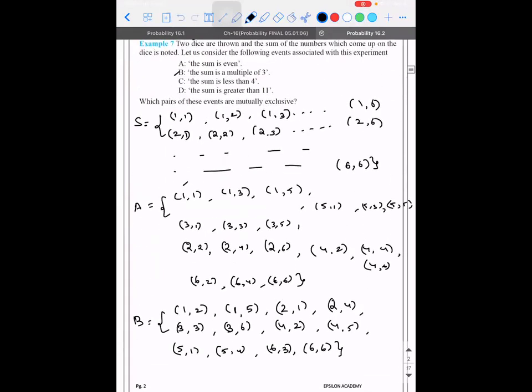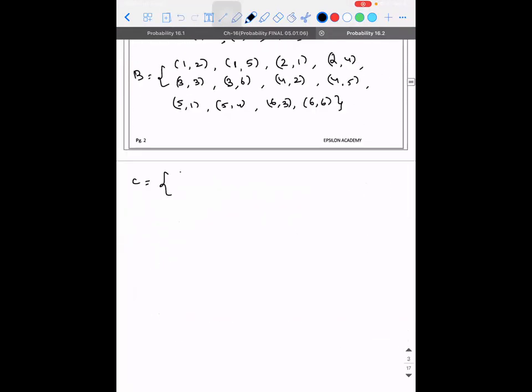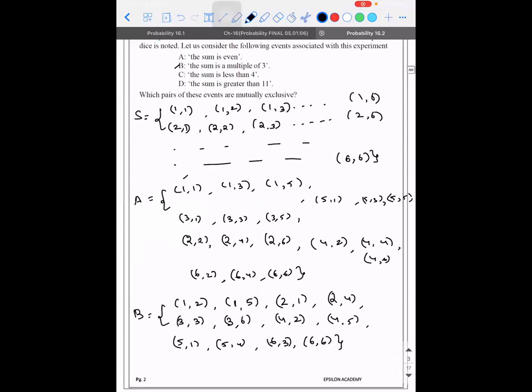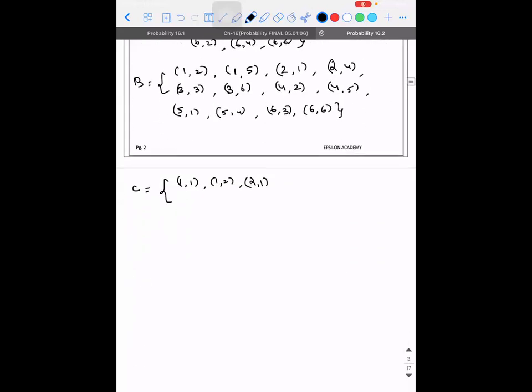Sum is less than 4, so it should not be equal to 4. If I start with 1, I can get 1,1 and 1,2. That's it. 1,3 is not possible. Then 2,1. 2,2 is not possible. 3 is not possible. So that's it.